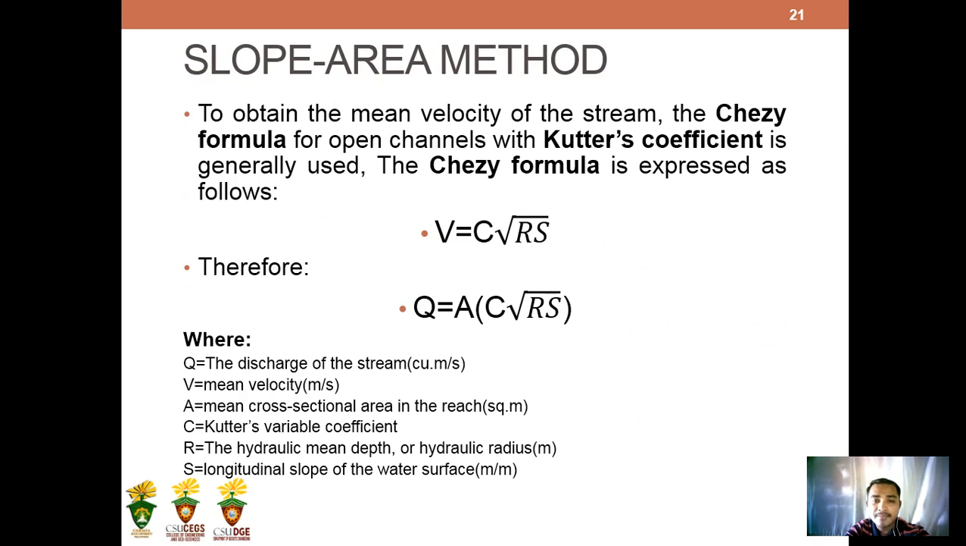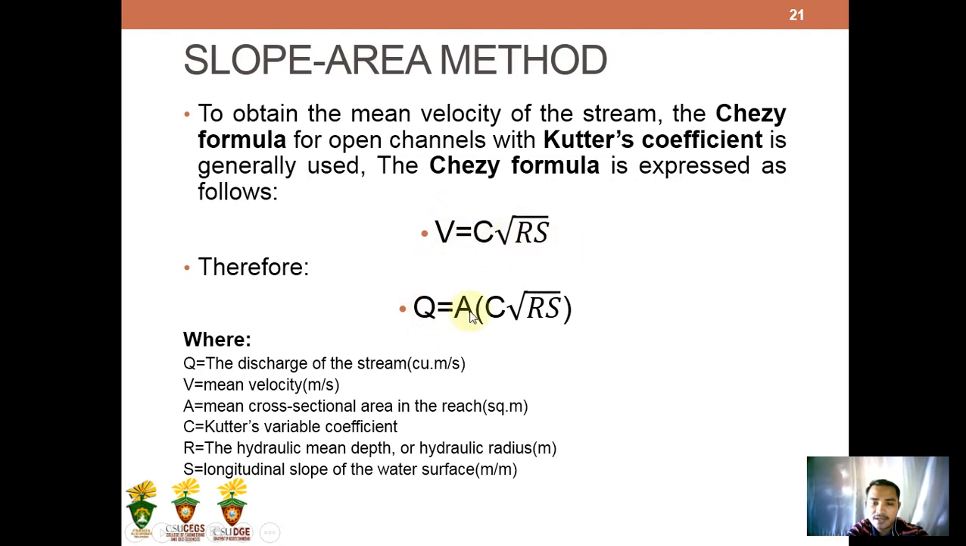And to obtain the mean velocity of the stream, we are going to use the Chezy formula. For open channels with Kutter's coefficient, it is generally used, and the Chezy formula is expressed as follows. So we have this formula, velocity equals C times the square root of R times S. And therefore, from the formula, discharge is equal to area times velocity. We're going to substitute the value of velocity for this one.